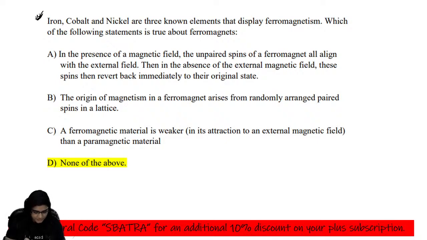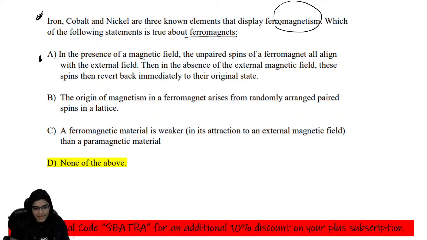So 30 questions for you. Just read this question, then we'll start off with the solution. Let's see what the question is saying. Iron, cobalt, nickel are 3 known elements that display ferromagnetism. Which of the following statements is true about ferromagnets? So let's read the first option.